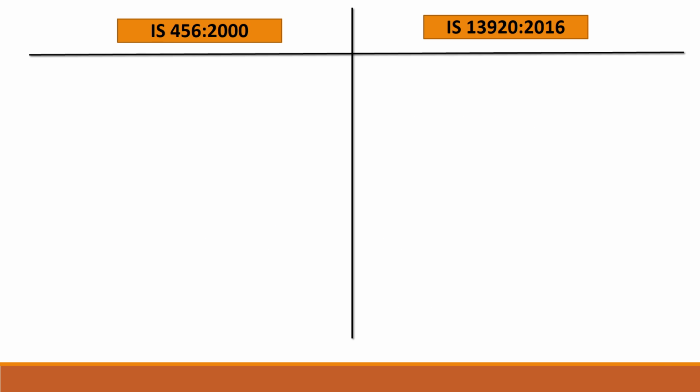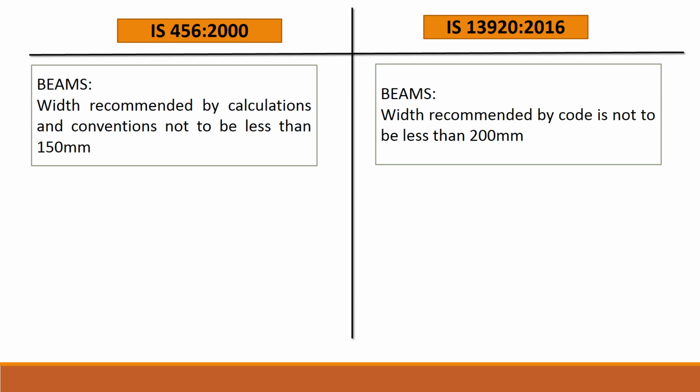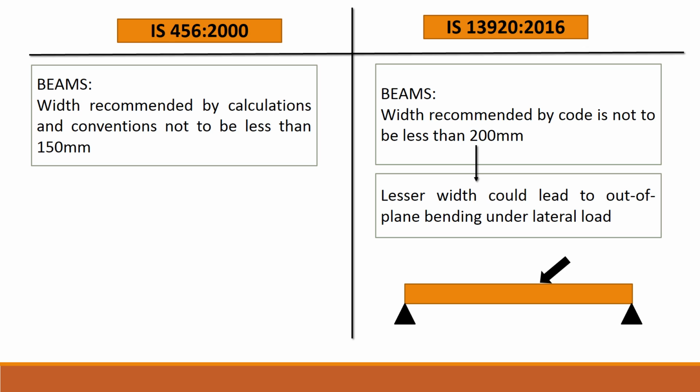Next in beams comes the restrictions on the width of the beam. Now in IS 456, the width recommended by calculations and by conventions, not given in IS 456, is not to be less than 150 mm. In IS 13920, there is a restriction on the minimum width that has to be provided in the beams. That is, it should not be less than 200 mm. Lesser the width, that could lead to out of plane bending under lateral loads.